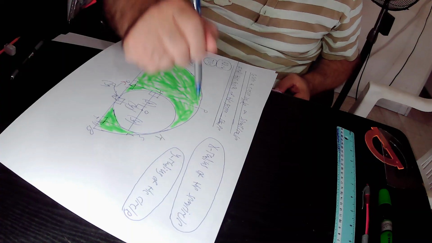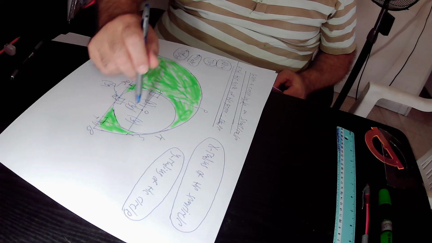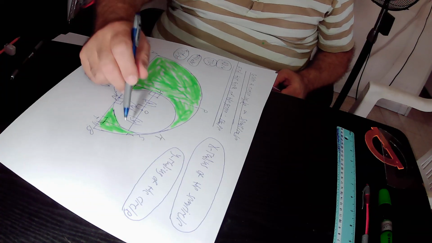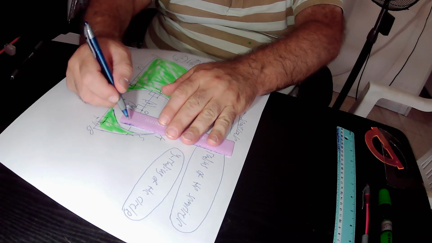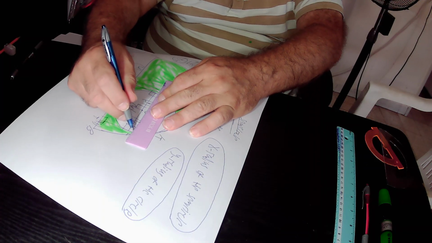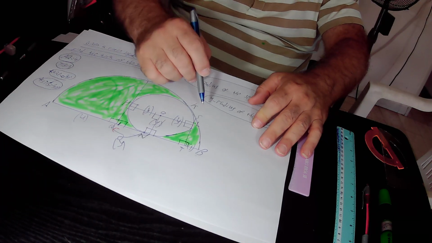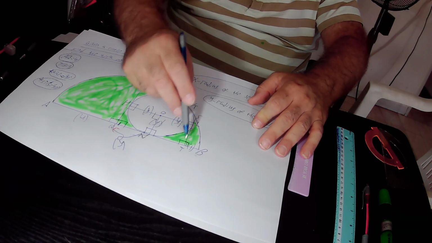Whenever you have a radius that goes to the point of tangency, then the tangent ST will be perpendicular to the radius LO. If ST is perpendicular to LO, it means that this angle equals 90 degrees, and this angle also equals 90 degrees according to the same rule 1. So inside quadrilateral OLTN, we have 1, 2, 3 right angles.